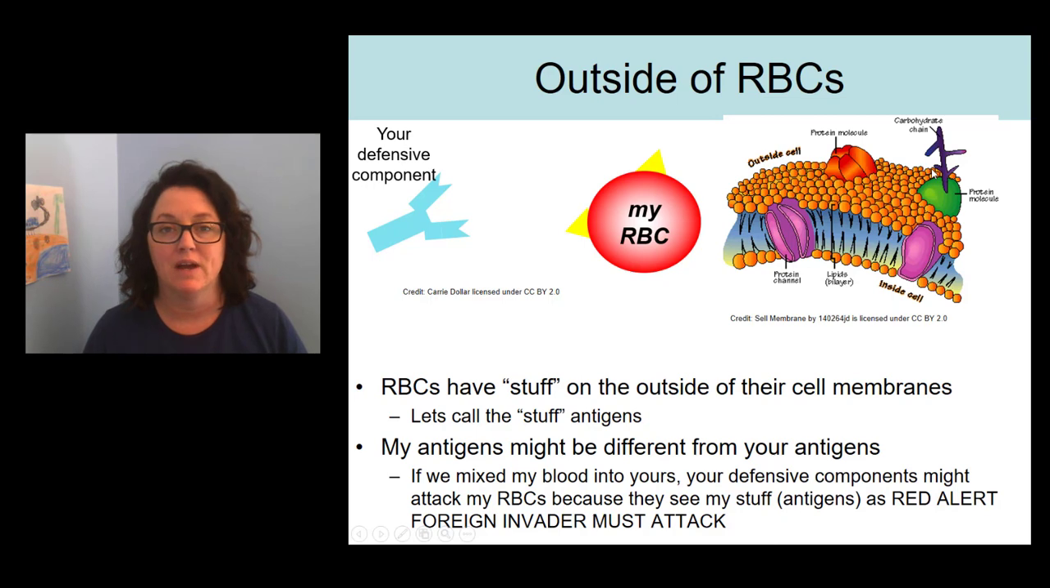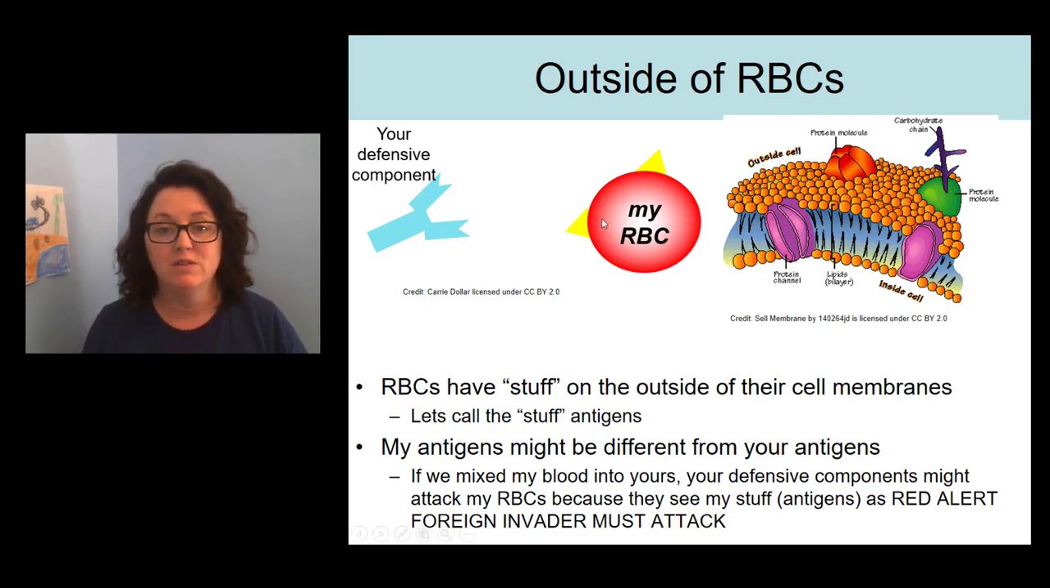And this is very common on the outside of our cells, right? A lot of these things are important for cell recognition, right? So red blood cells have stuff on the outside of their cell membranes. We're going to call this stuff antigens, okay? My antigens are probably different from your antigens, okay? So if we mixed my blood type into yours, your defensive components might actually attack my red blood cells because they're going to think that my stuff, my antigens, are foreign invaders and they're going to attack it, which they kind of rightfully should, right?